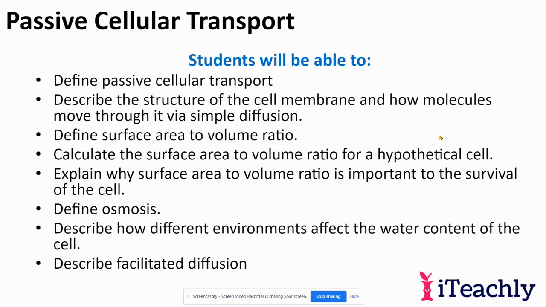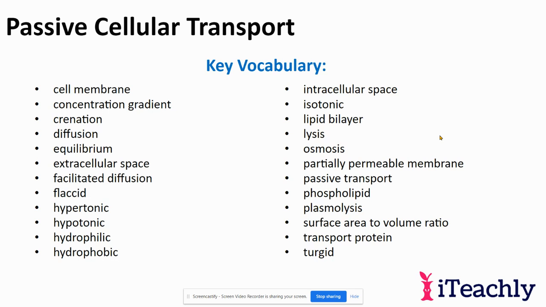And then you're going to calculate the surface area to volume ratio for a hypothetical cell and explain why surface area to volume ratio is important to the survival of the cell, define osmosis, describe how environments affect the water content of the cell, and describe facilitated diffusion. These are the key vocabulary words.